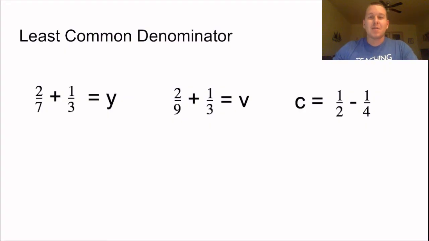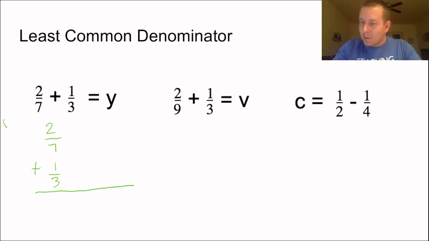All right, let's get into a couple problems. We've got 2/7 plus 1/3. So we're going to stack them on top of each other, 2/7 and 1/3. And we're going to make a little bit of a longer line, and we're adding, okay? So we're going to make a what I know column, okay?